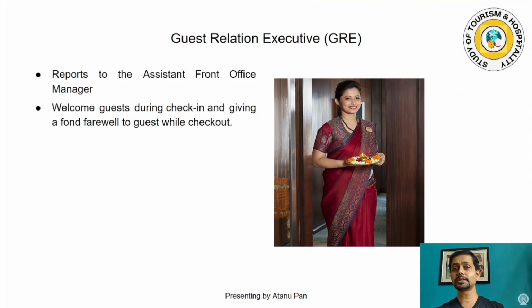Now, what is the main task? You can see in the picture. In her hand, the GRE is wearing a traditional sari, and holding a thali, which has a diya, some flowers, and sometimes chandan for the tika. So what do we basically do with all these things? When a guest comes, we welcome the guest. We put a tika, sometimes we put a garland also, some flowers, and we perform the aarti of the guest. So basically the traditional welcome of the guest is done by the GRE.